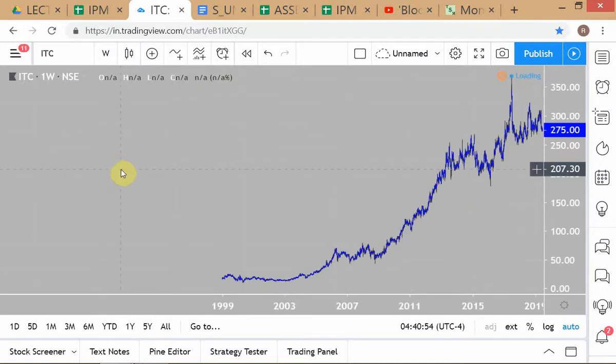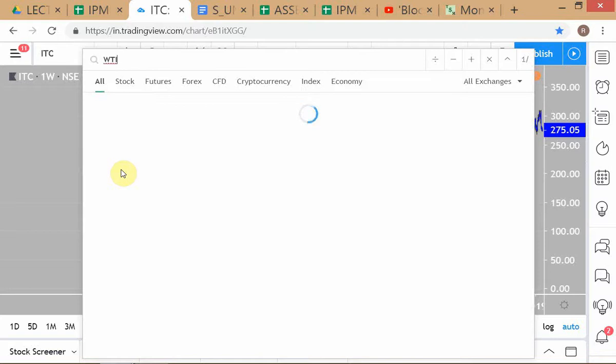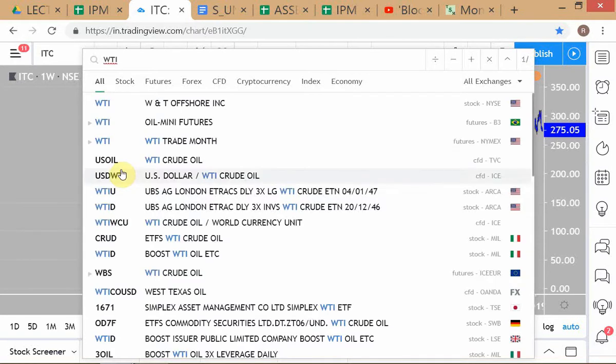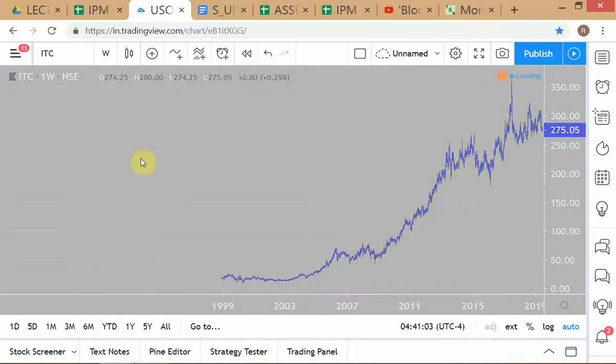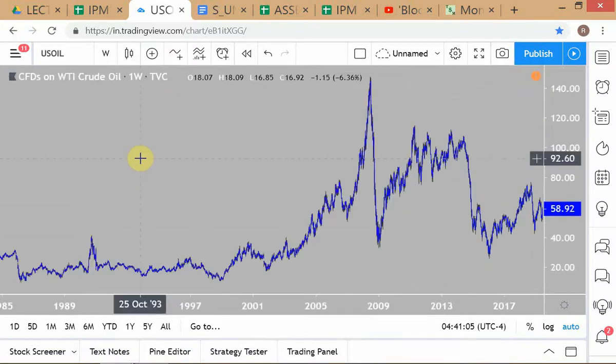Oil, you know what WTI is? You know what WTI stands for? WTI stands for West Texas Intermediate, which is a grade of US oil. There are two major crude oils. These are things you have to understand.